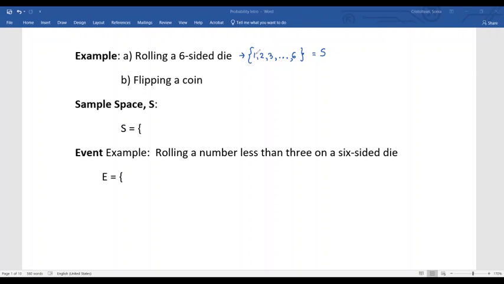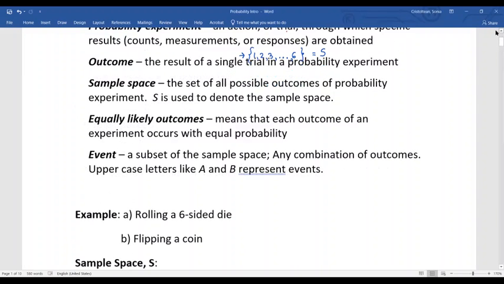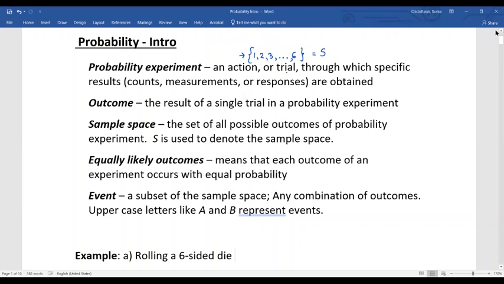Each individual is an outcome. And if I come back to these definitions, we can see that all of these possible outcomes are equally likely. And we can create events based on these outcomes. Any combination of outcomes. An example of an event will be rolling an odd number when rolling a six-sided die.